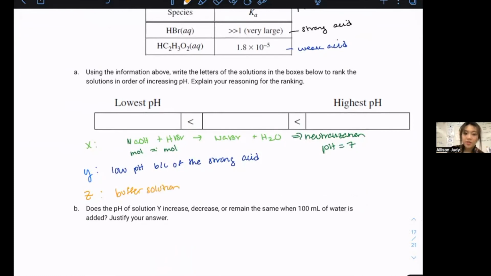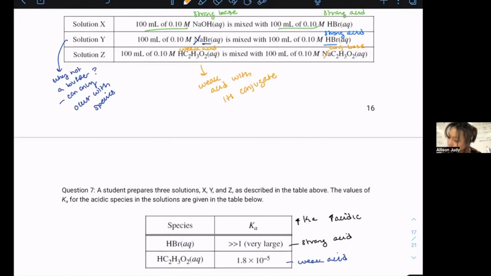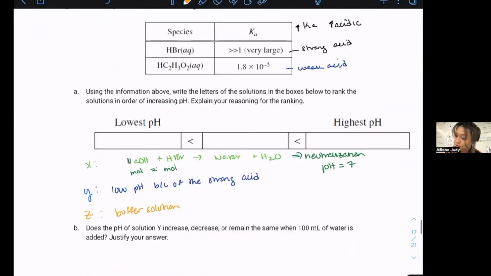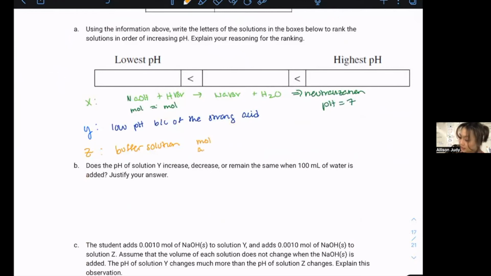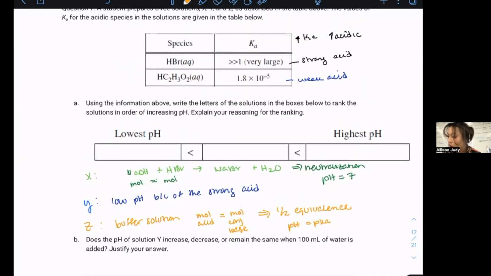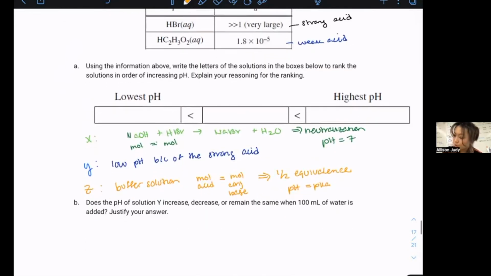So we know that for Z, given that the weak acid and conjugate base are equimolar, since we have the same amount of acid as we do conjugate base, we are at halfway to equivalence for a buffer solution. And at halfway to equivalence, pH equals pKa. So if we did the pKa, the negative log of 1.8 times 10 to the negative fifth, which is the provided Ka value for this weak acid, we would find that the pH is equal to 4.74.